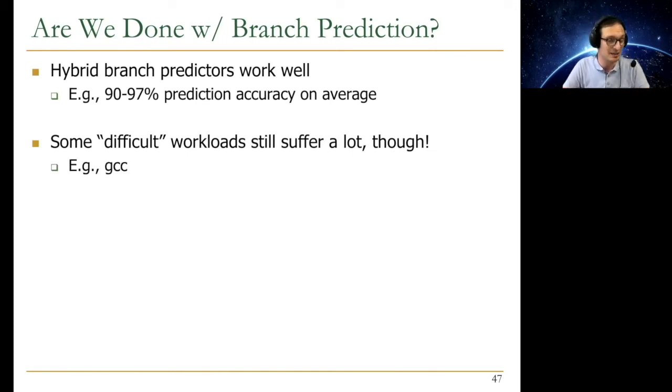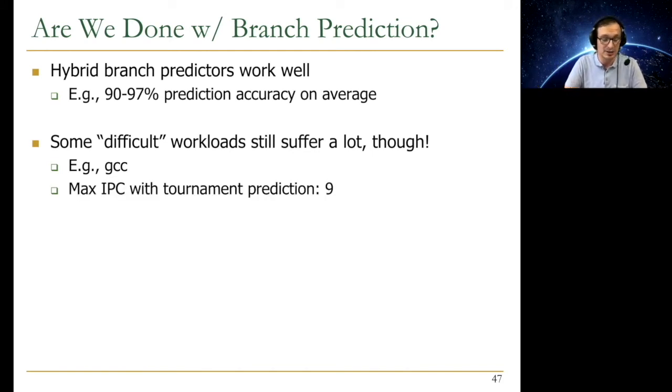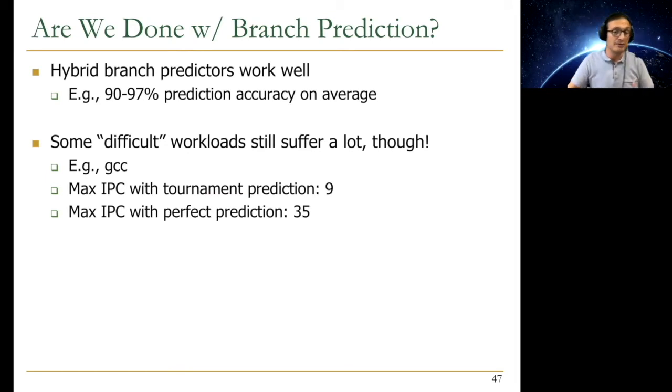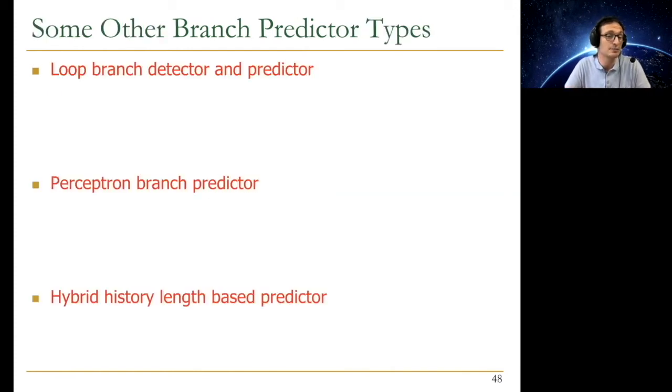GCC is one example. It's a compiler. I picked this example because this is a SPEC benchmark for decades and decades. And people have tried to understand the instruction level parallelism with GCC. If you have an unlimited machine with unlimited resources, the maximum IPC with tournament prediction you can get with GCC is about 9 with the tournament predictor that I showed you earlier. But if you have an unlimited machine, actually maximum IPC is much larger if you get perfect prediction. So branch prediction actually limits you significantly, even if you do this tournament hybrid branch prediction, as you can see on a difficult workload. So we need to do better, basically.